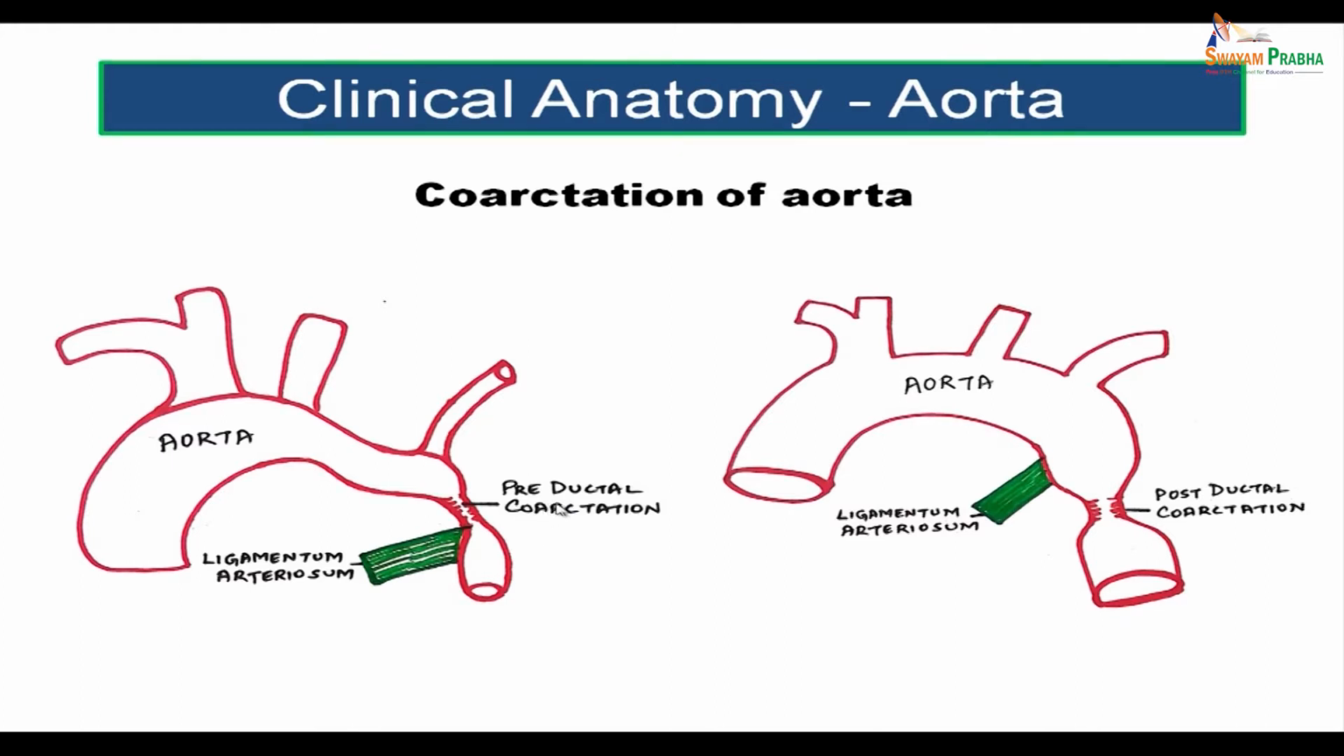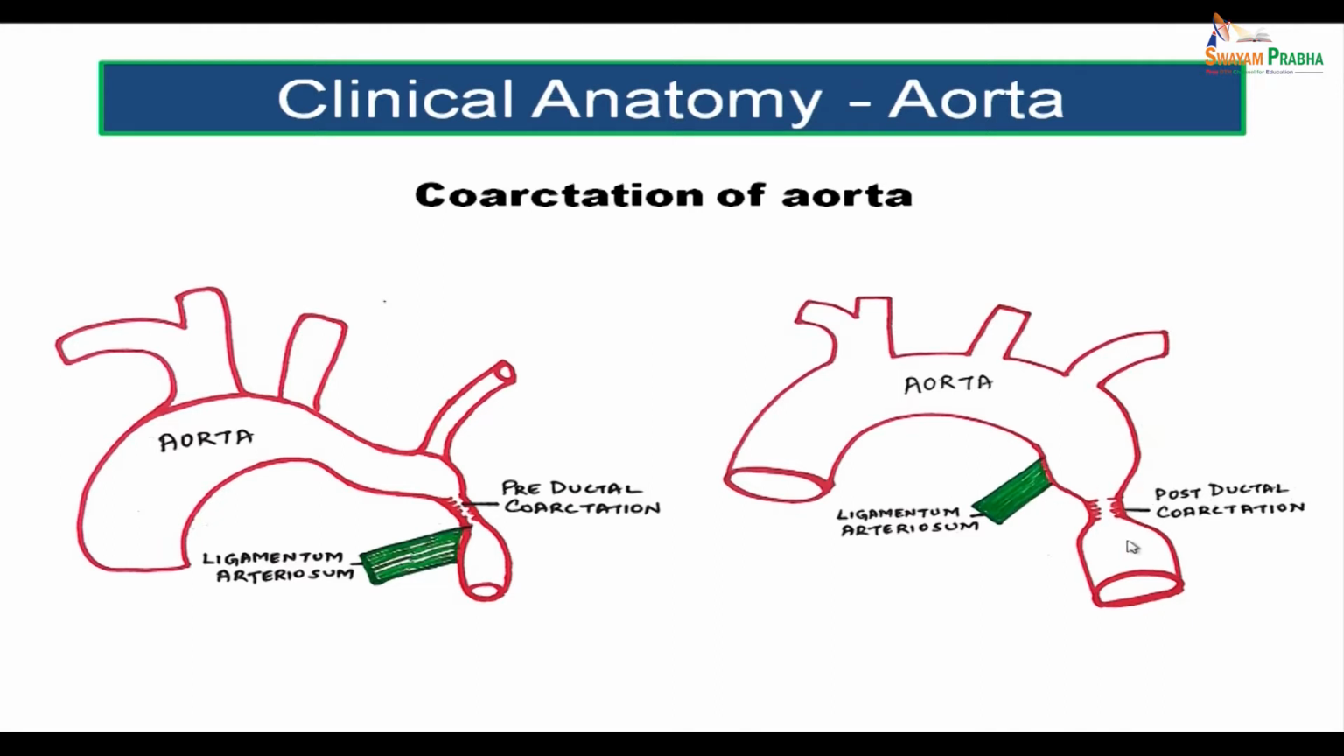If it is preductal coarctation, it is usually associated with patent ductus arteriosus, and this has not formed the ligamentum arteriosum. So, usually it is found in children, preductal coarctation with the patent ductus arteriosus, which allows the collateral circulation. If it is postductal coarctation beyond the ligamentum arteriosum, then you find the ductus arteriosus has undergone resorption and it has formed the ligamentum arteriosum, an involuted structure.